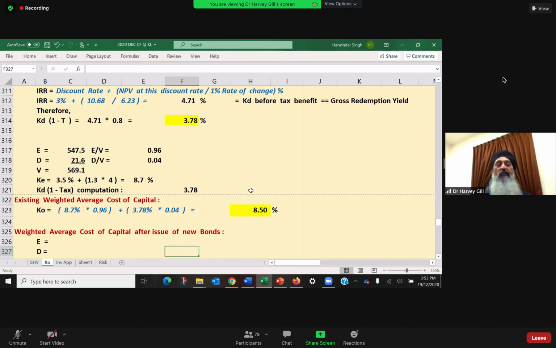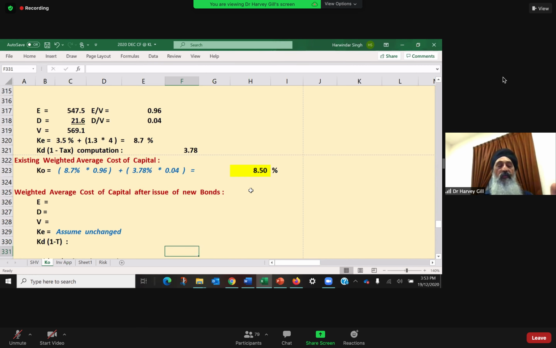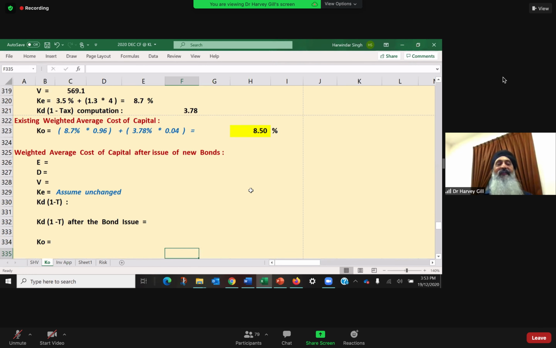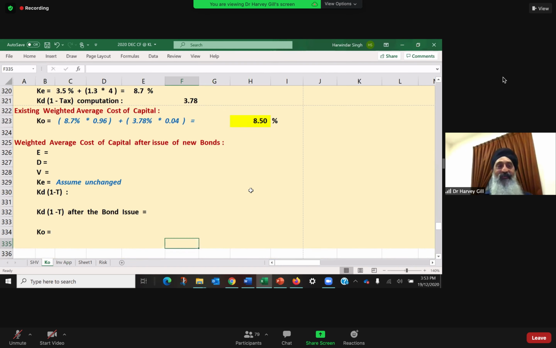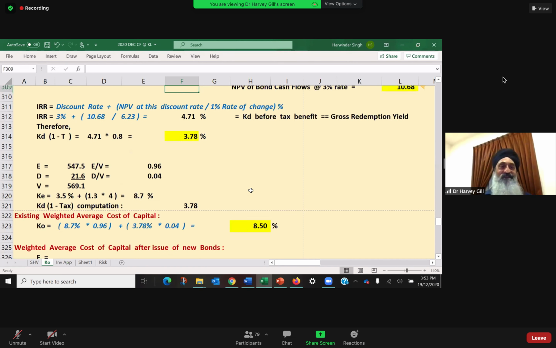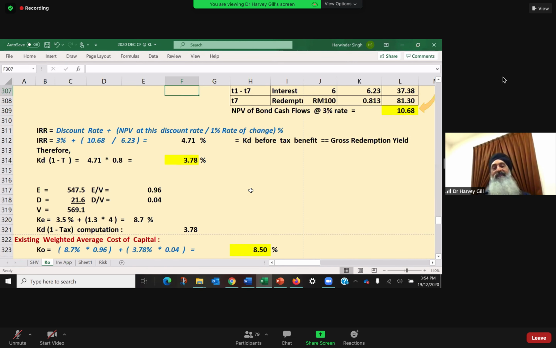Now, if you bring in the new bonds, then you do the same thing. You assume that the KE is unchanged, and then you can get the K0. I will leave that for you to work out. Any questions at all on this? I know it's a bit heavy for a Saturday afternoon, but that's it. The toughest part is over now.